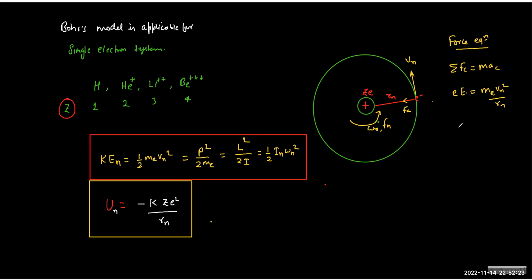There are many ways of writing, as I said. And this is the electric field, so we can write the electric field of the nucleus. So what is the electric field of the nucleus? If the charge is known to you, KQ by R squared, that is, KZE by R squared.